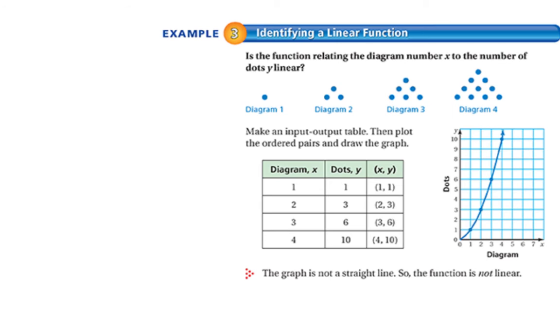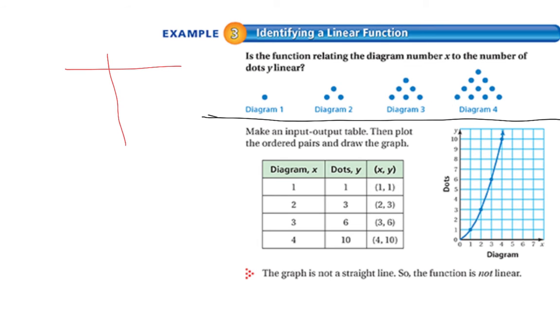We need to identify whether or not the diagram of x to the number of dots that are in each diagram is a linear function. So first here, the part above the black line that I'm just drawing is basically what a question would have, and you would need to go ahead and create the input-output table. So I'm going to make that input-output table off on the side right here.